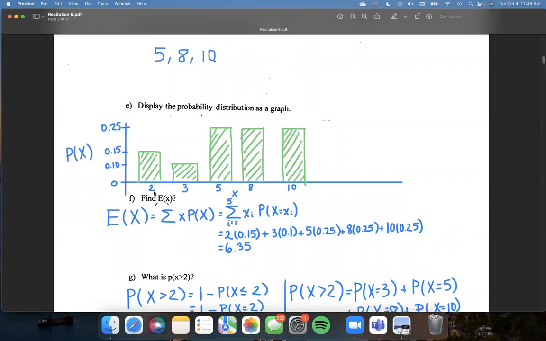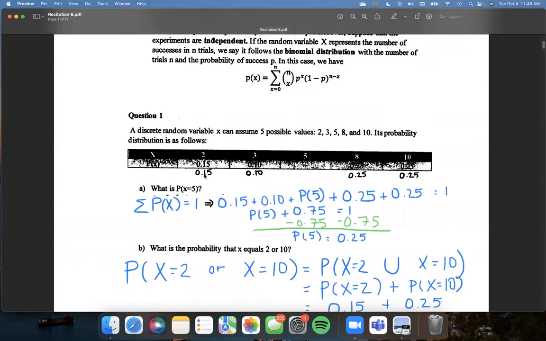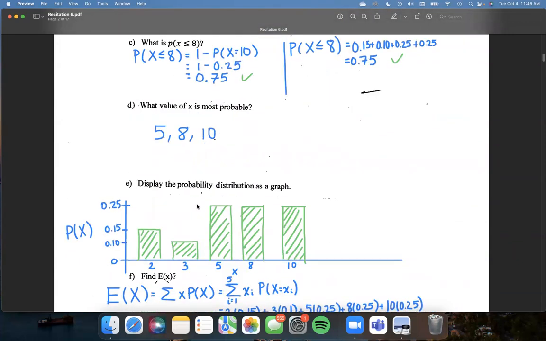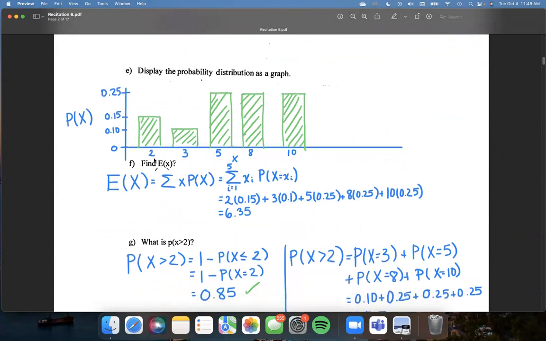Well, our lowest value that x can take is 2. So x can't take value 1 or 0 or a negative value in the probability distribution that we're given. So we're just going to do 1 minus the probability that x equals 2, which is 0.15. So 1 minus 0.15 is 0.85. And then we have the probability that x is greater than 2.